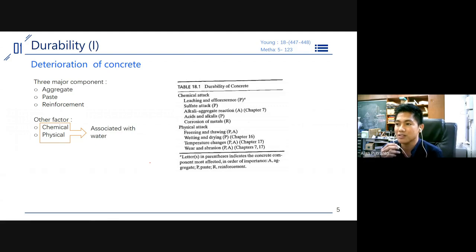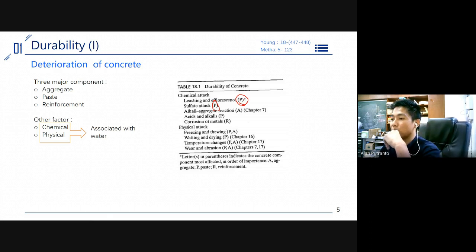So when you see the patterns here, can you see my pointer? For every attack here, every damage can cause some harm to the concrete components. Actually, this indicates the most affected material of the concrete. P is for paste, this one that you can see. And then if you see this one, we got the A. A is for aggregate. And then R is for reinforcement. Usually reinforcement will be related to the corrosion of metal, something like that. Okay, I will continue.